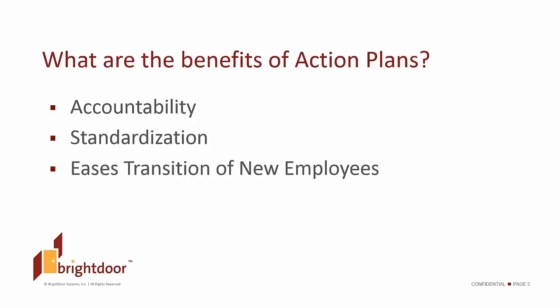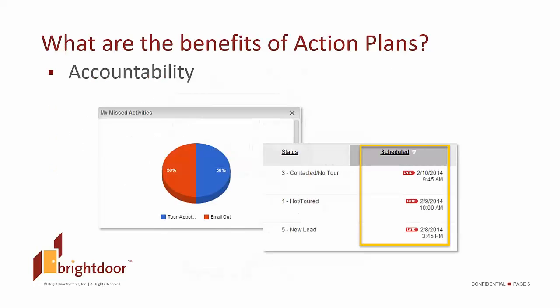Your organization will benefit from implementing action plans in 3 ways: accountability, standardization, and easier transition for new employees. First, they create accountability. When overdue activities generated by an action plan loom, it can indicate a level of inefficiency or procrastination. These activities are reportable and allow you to quickly see how effective agent and prospect communication is.